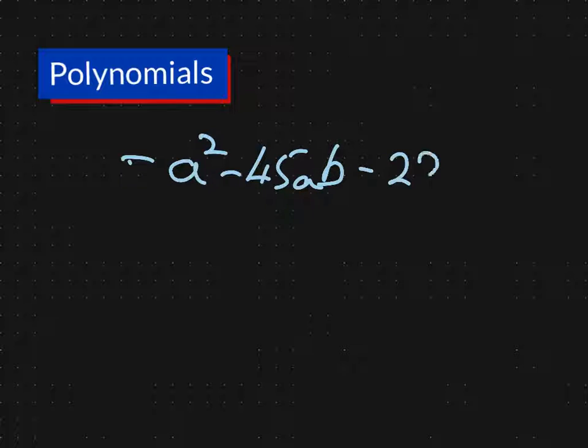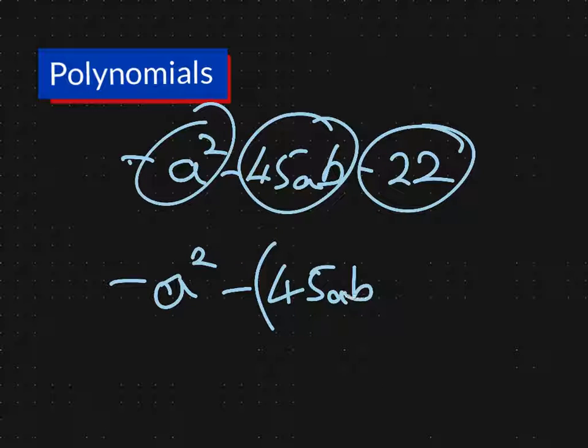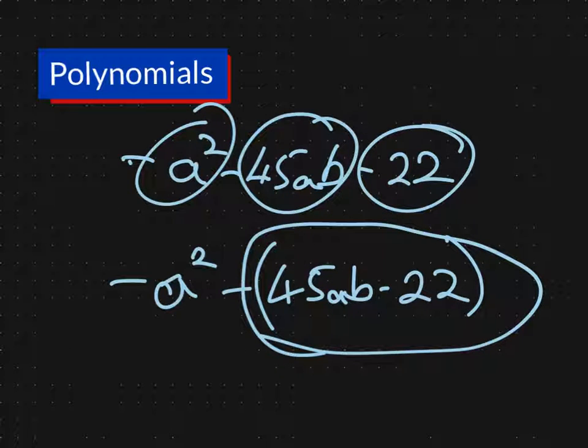Now one final note. If part of an expression is written within parentheses, it's considered one term. So for example, a squared minus 45ab minus 22 is a trinomial. There are three terms. However, a squared minus, in parentheses, 45ab minus 22 is a binomial because this part in parentheses is considered one term.